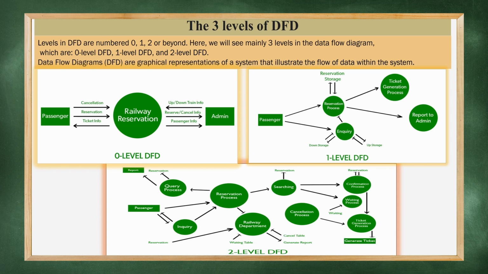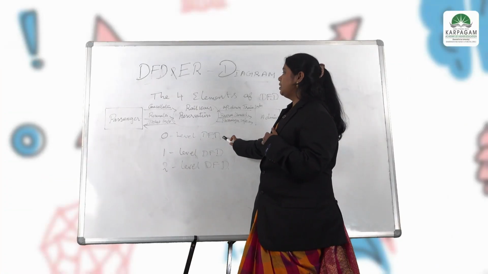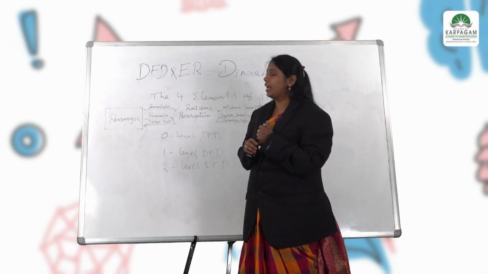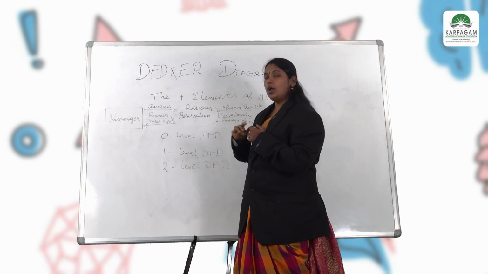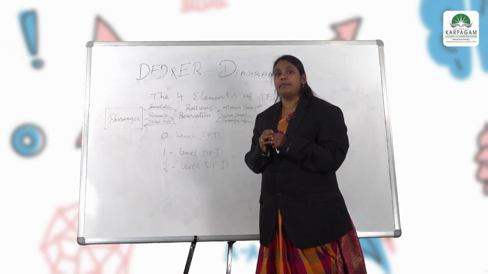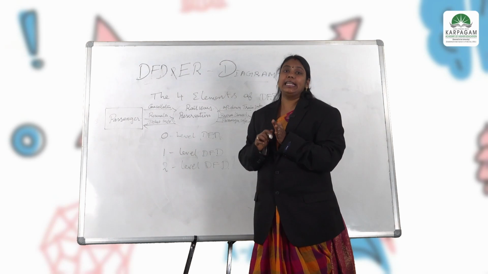There are three kinds of DFD levels: zeroth level of DFD, first level of DFD, and second level of DFD. These three levels are very important in the DFD process. For the zeroth level, for example, we take a railway reservation processing method. All the reservation system comes under the online process. So what does the passenger need?